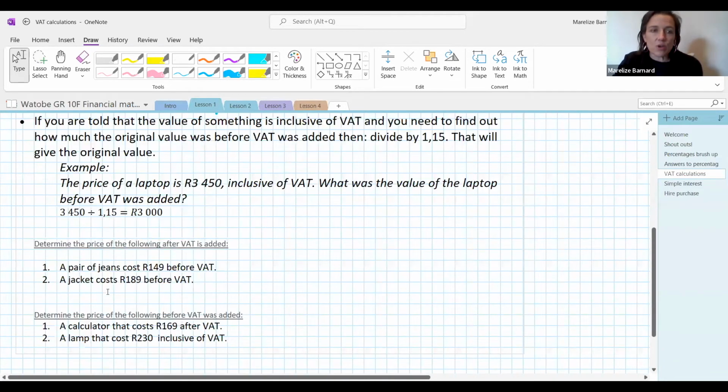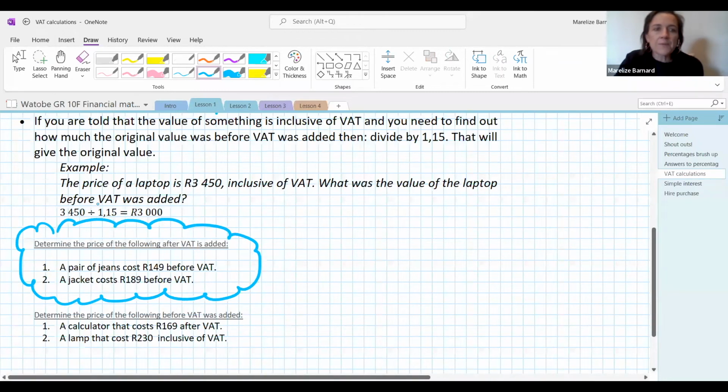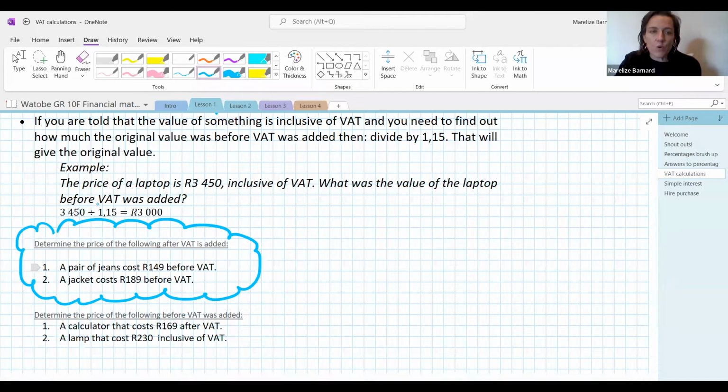Okay, so here's two examples that I want you to do. I'm going to draw a bubble around them so that you know which ones they are. These questions in this bubble, I want you to calculate. A pair of jeans cost 149 Rand before VAT. So we're going to determine the price after VAT is added. Okay, give this first one a go.